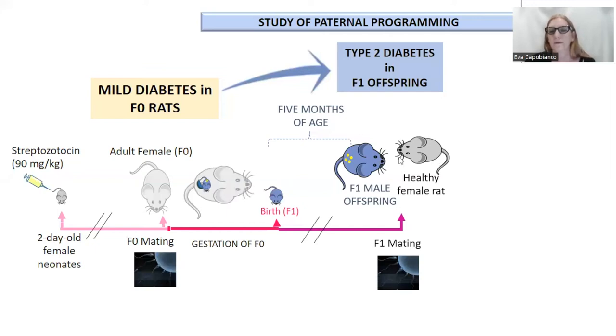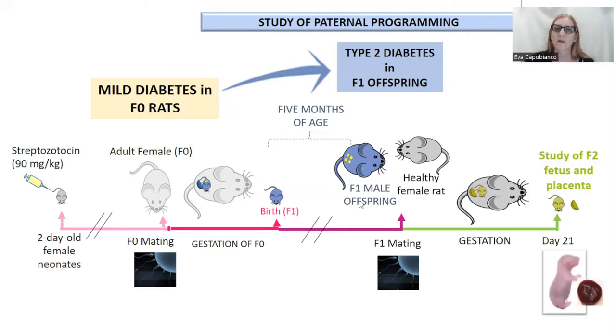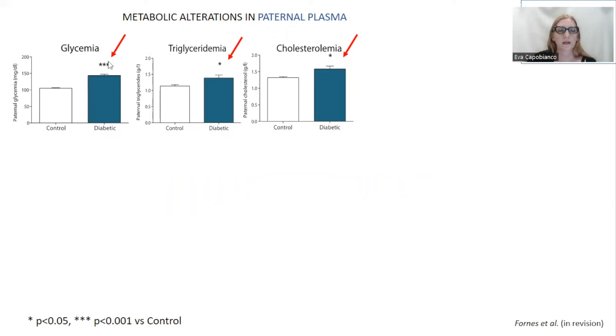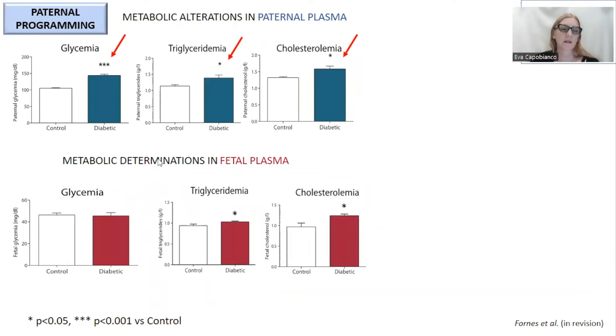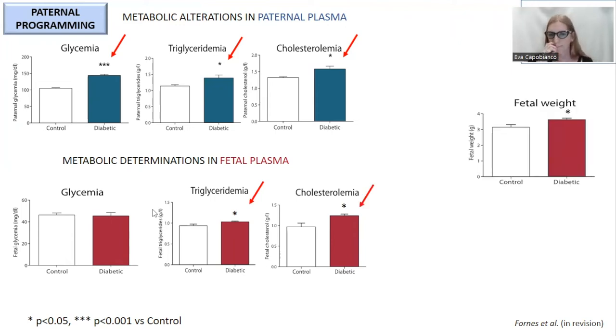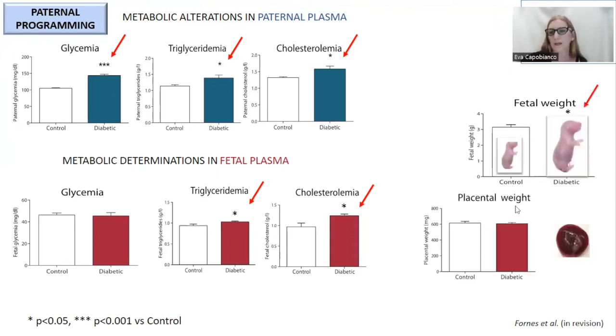We mated these males with healthy female rats, and we studied the fetus and the placenta on day 21 of gestation. These are the results that I showed you before about the metabolism in the father. When we made metabolic determinations in fetal plasma, we observed that glycemia was normal in the fetuses, but there was an increase in triglyceridemia and cholesterol. We also observed an increase in fetal weight, but placental weight was similar in both groups.